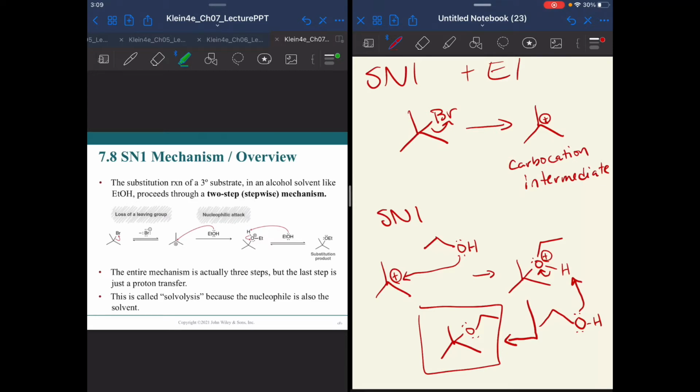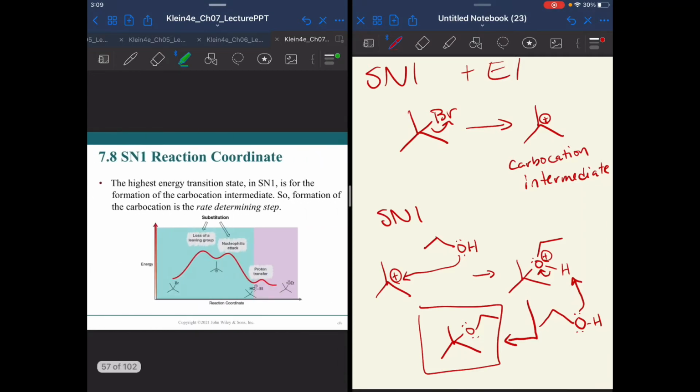Frequently, the SN1 mechanism does take 3 steps. You have the loss of the leaving group, followed by the nucleophilic attack, and finally a proton transfer to get your neutral substitution product. The SN1 and E1 reactions are often called solvolysis. The ethanol is acting as the reagent and the solvent.